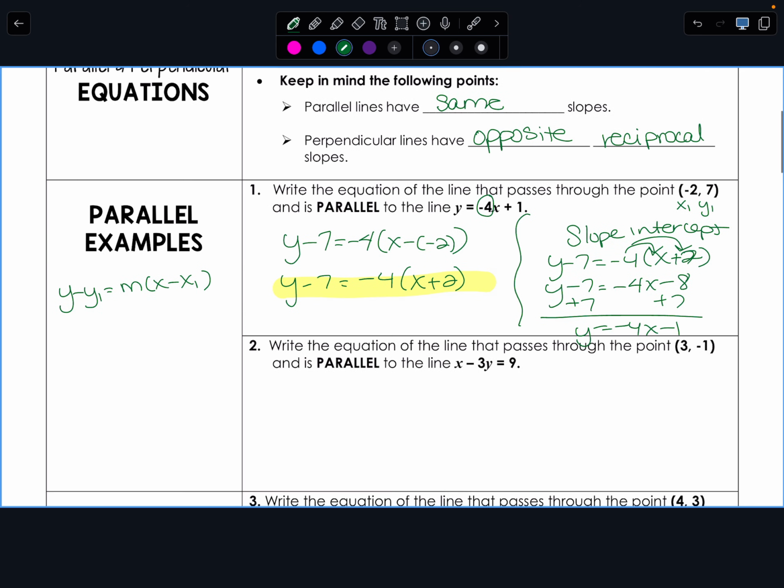Okay. Questions that you guys have so far? Now, it's great when I already identify what the slope is for you. It's terrible when it's in standard form, because then it requires more effort.